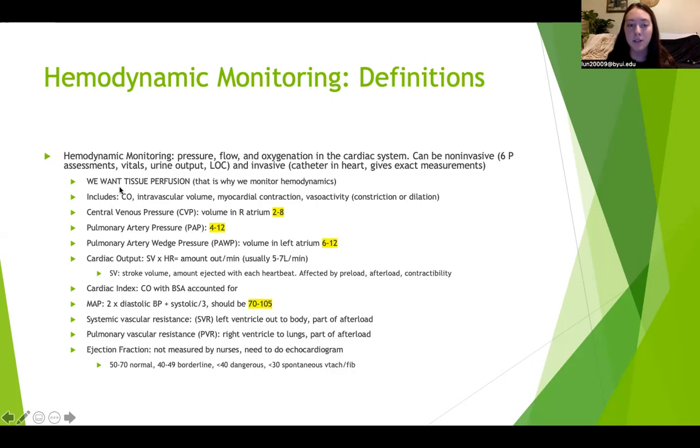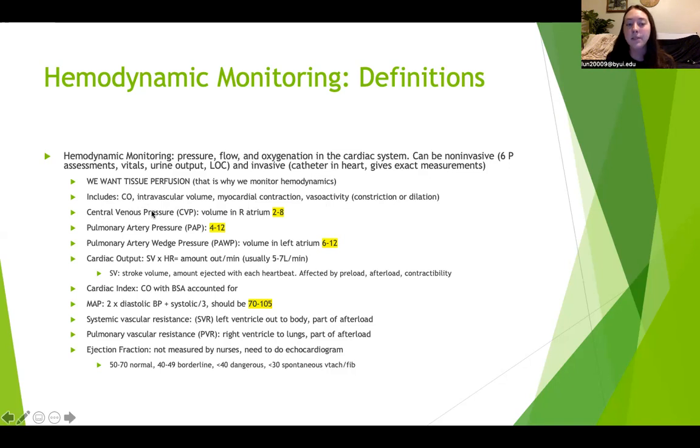So tissue perfusion is the goal, organ perfusion, like all of that. And so that is the main goal of hemodynamic monitoring, is to see, are my tissues being perfused? Okay, so includes cardiac output, intravascular volume, myocardial contraction, and vasoactivity. So whether the vessels are constricting or dilating.